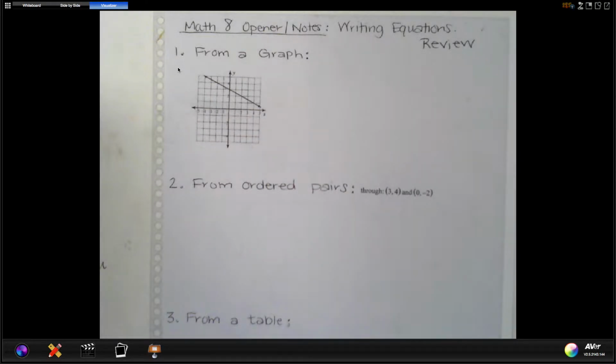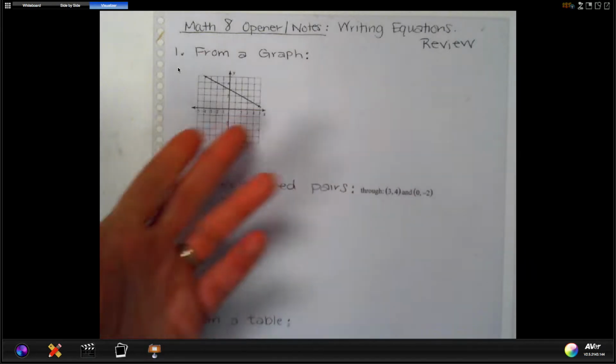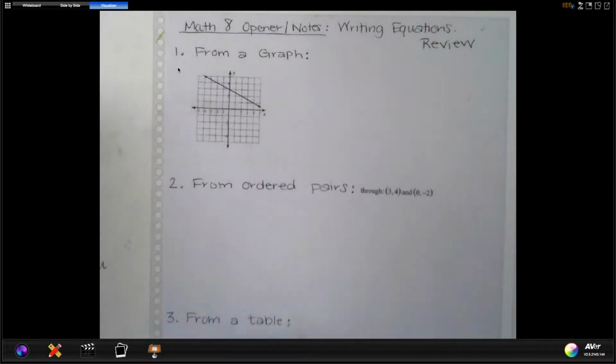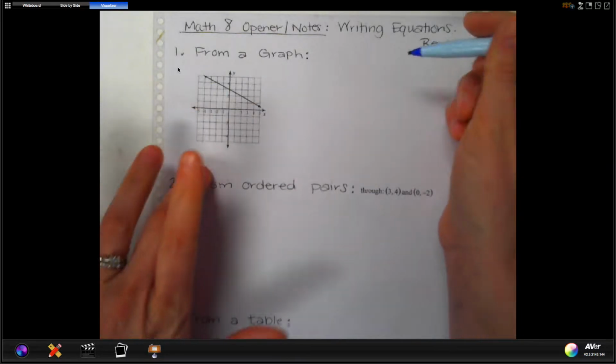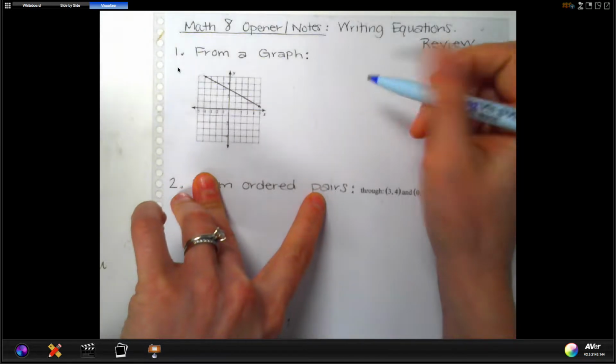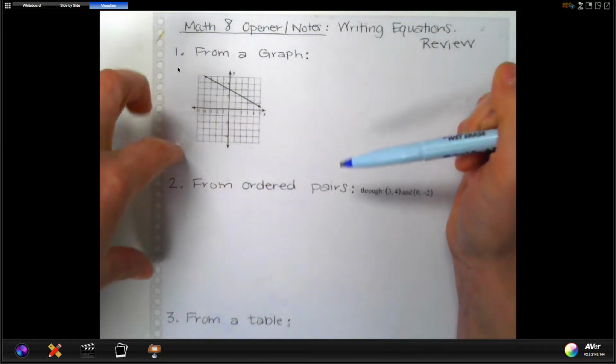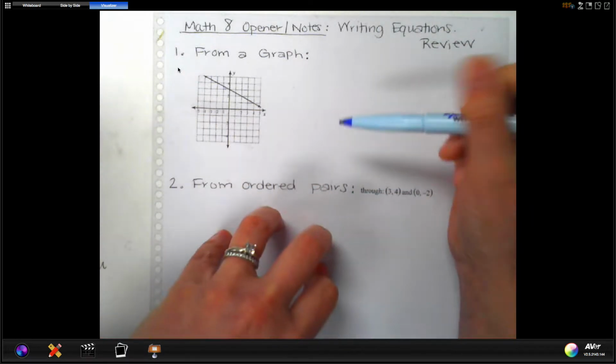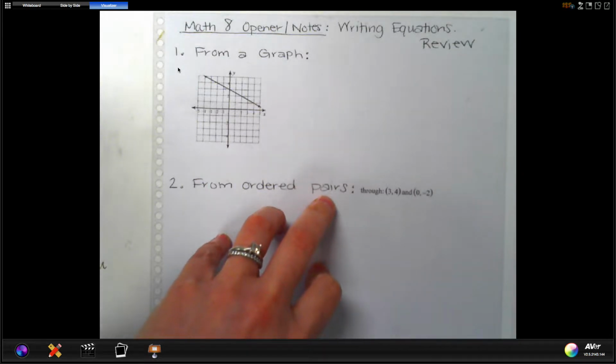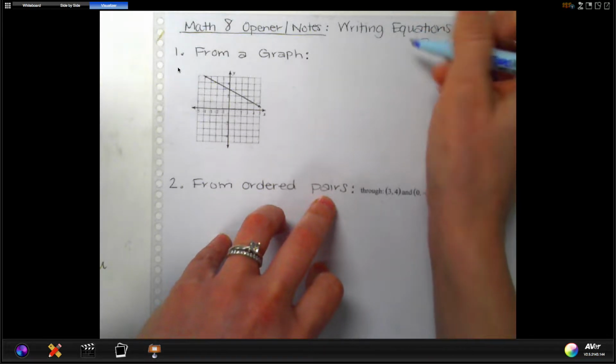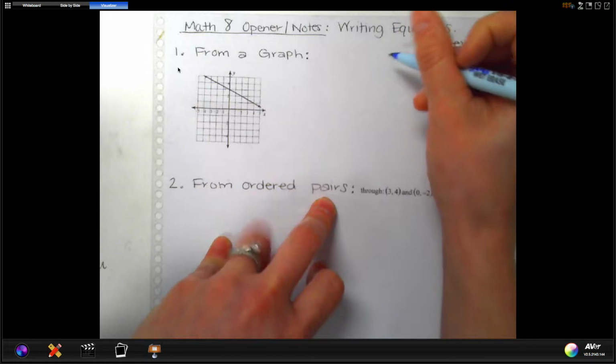So today, before we move on in our lessons, what I thought would be a good idea is for us to review writing equations specifically in slope-intercept form, okay? And so I'm going to review with you how to do that from a graph, from ordered pairs, and from a table today. So remember, slope-intercept form and writing equations is just what it sounds like.